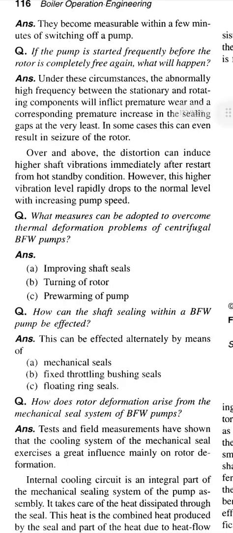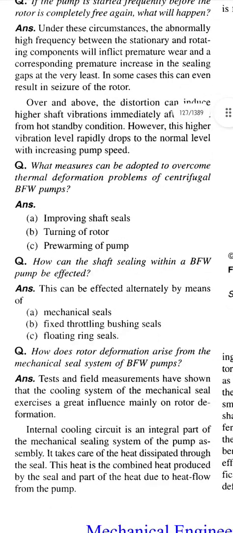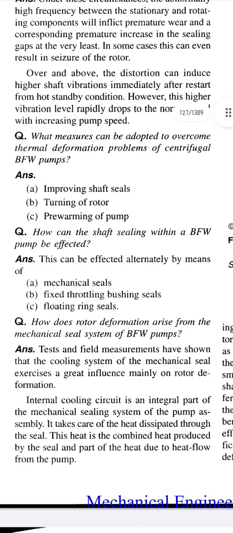Question: what measures can be adopted to overcome thermal deformation problems of centrifugal boiler feed water pumps? Answer: improving shaft seals, turning of the rotor, pre-warming of the pump. Question: how can shaft sealing within a boiler feed water pump be effected? Answer: this can be effected alternately by means of mechanical seals, fixed throttling bushing seals, or floating ring seals.